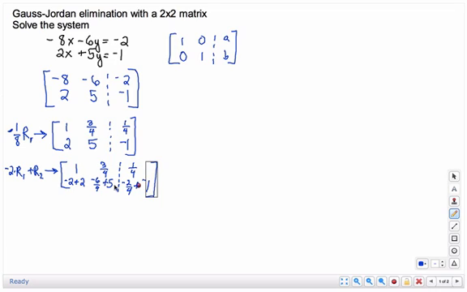Now let's go ahead and simplify this. So negative 2 plus 2, that gives us our 0. That's what we wanted. And then, oops, got to put it in the right spot. So let's just write this here to start with. 1, 3/4, 1/4 here. Okay, so negative 2 plus 2 is 0.